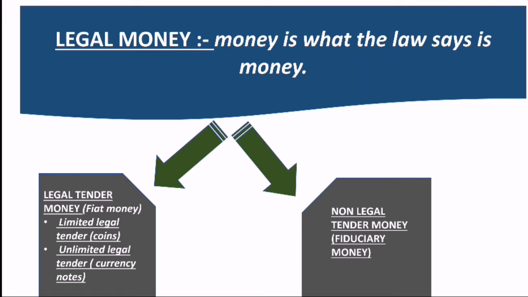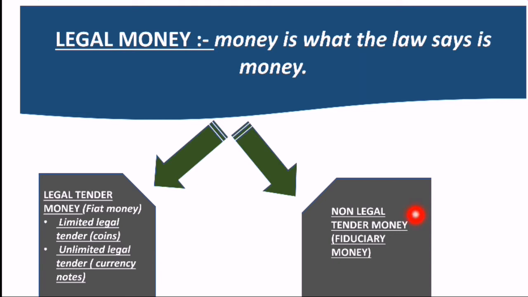Because otherwise the person will have some counting problems, okay? That's why coins are limited legal tender. Then currency notes are unlimited legal tender. Why are they unlimited? Because they can be given up to any limit. So currency notes are unlimited legal tender. It is money which can be accepted up to any limit, right? So the person cannot deny accepting currency notes up to any limit. That's why it is called unlimited legal tender.